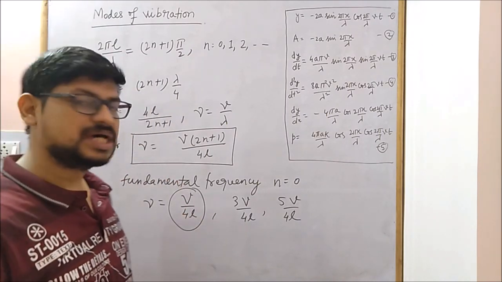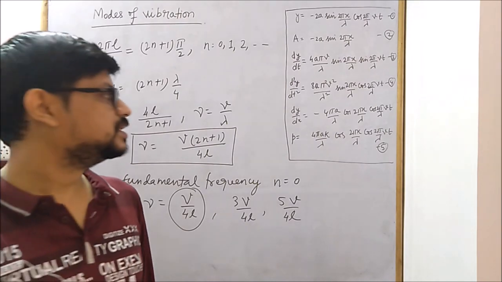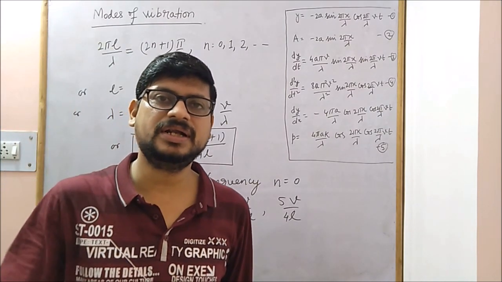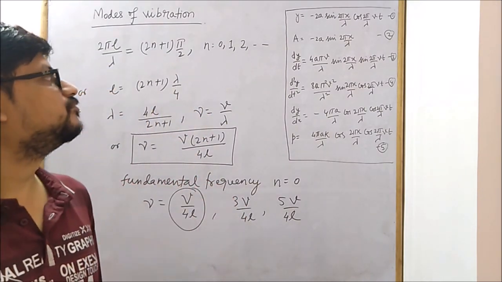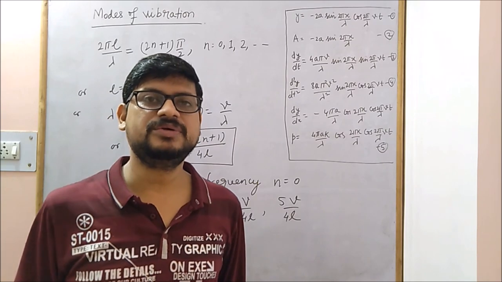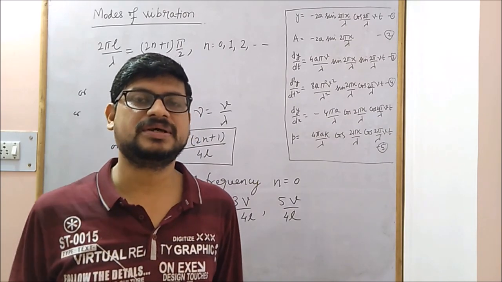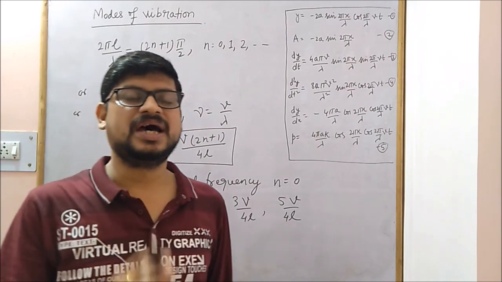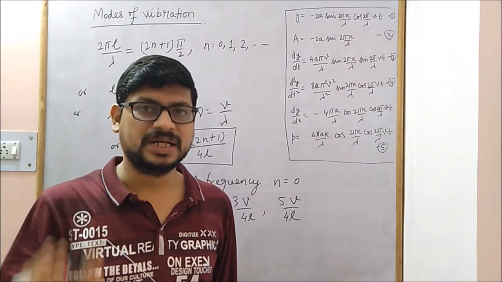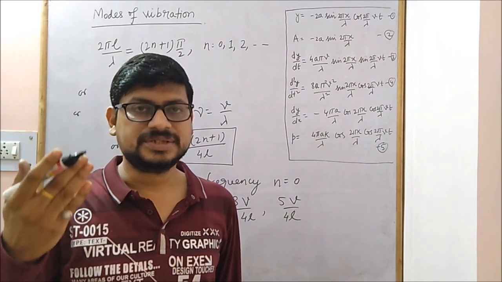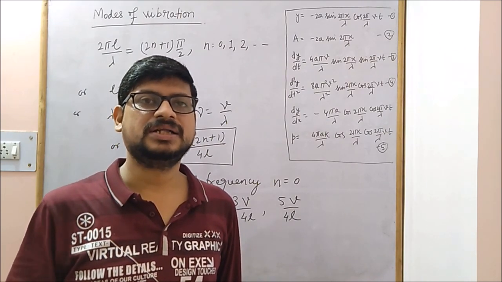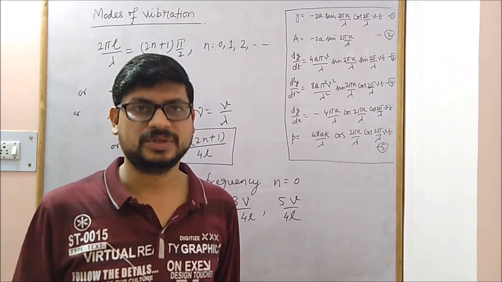So these are the modes of vibration, and this was the analytical treatment for a string which is fixed at one end and free at the other end. Here we have found that the nodes are the points where the displacement is zero, antinodes are the points where the displacement is maximum, and all the other points have intermediate values of displacement, particle velocity, particle acceleration, change in pressure, etc., which are intermediate between the values at the nodes and the antinodes.